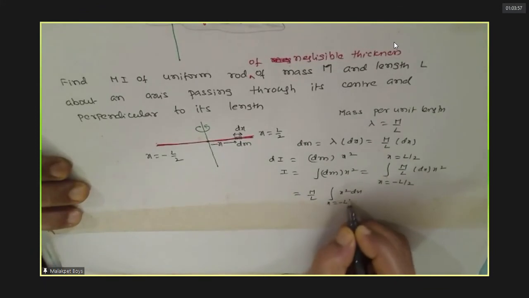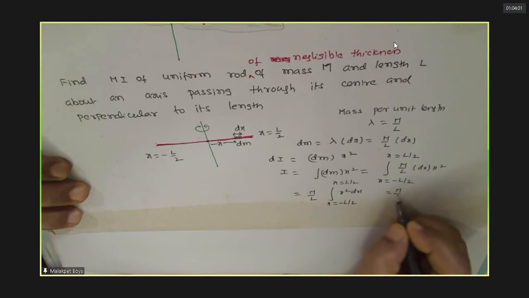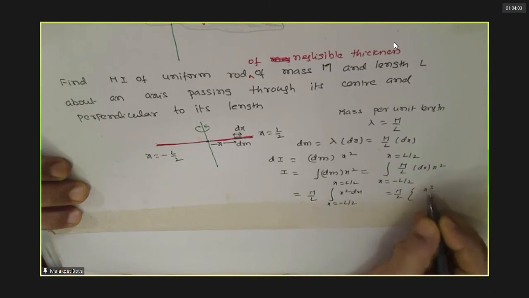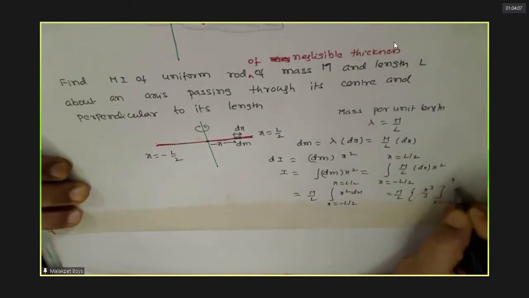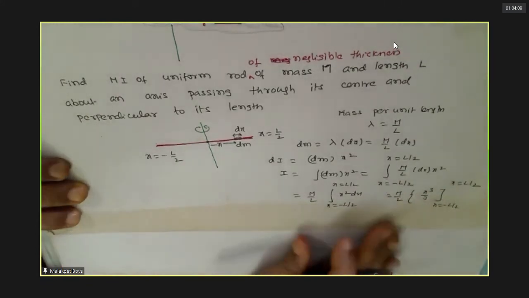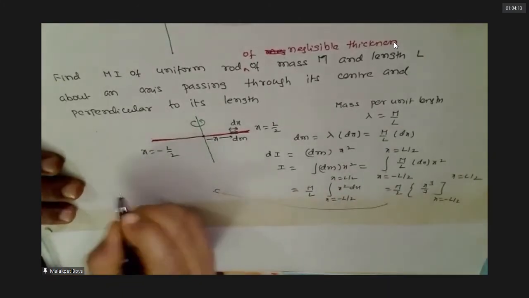X equals minus L by 2 to x equals L by 2. M by L, this is x power 3 by 3, from x equals minus L by 2 to x equals L by 2. Can you simplify this? We can submit. Do it.